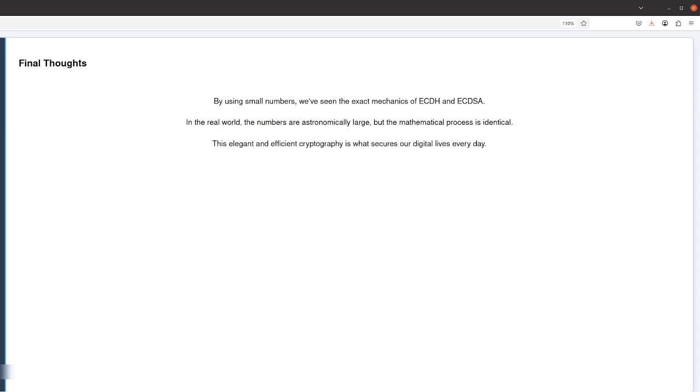Final thoughts. By breaking down the math into small, manageable steps, we can see that ECC is not magic, but rather a very clever application of well-defined mathematical properties. Understanding these fundamentals is key to appreciating why ECC is so central to modern security and why concepts like keeping private keys and nonces secret are so critically important. I hope this detailed walkthrough has given you a much clearer picture of how these amazing algorithms work.